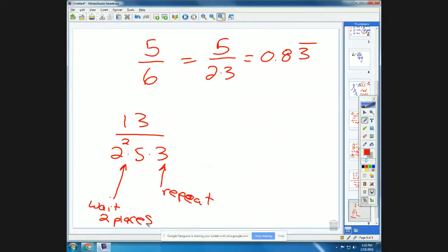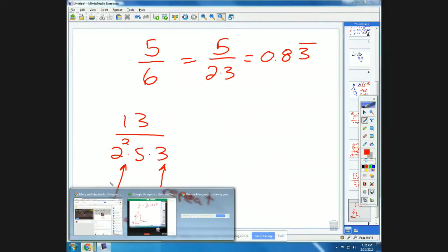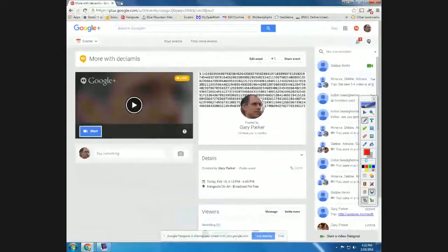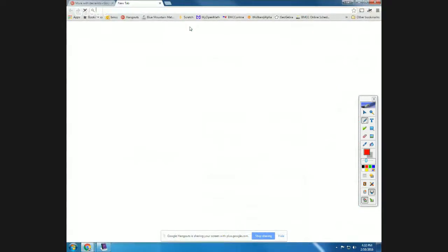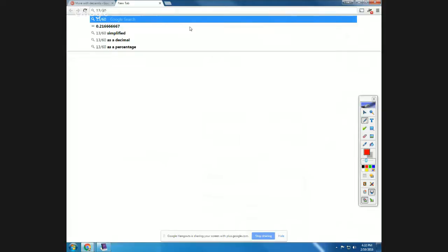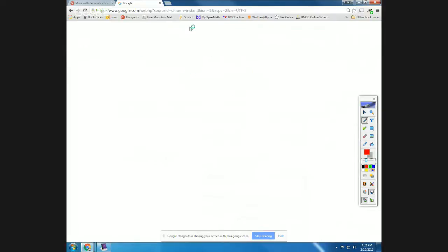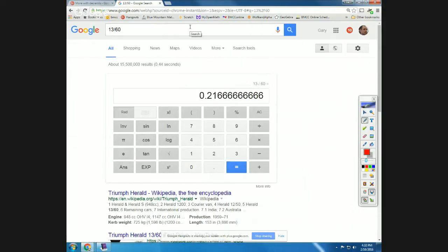So I'll type that into Google and see what happens. So let's see, that would be 10 times 6. So that would be 13 over 60. Can you do this one? Hang on one second. We'll calculate it out. So I think that's 13 over 60, if I did my math right, which would be 0.2166666. So it does repeat, and it waits 2 places to do so. Okay. Which one, Elliot?